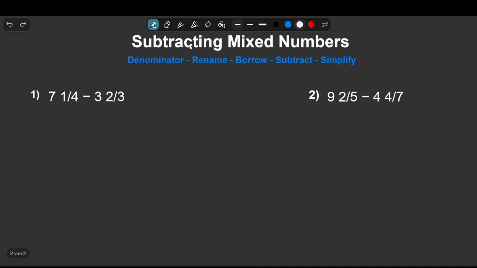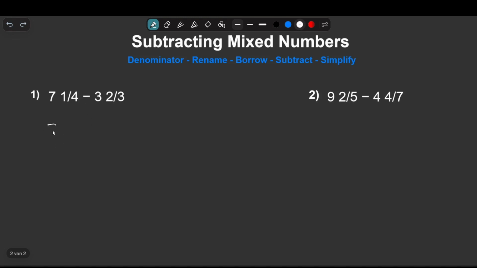So I have two examples on my screen right here, as you can see, and we're going to go through them both together to get this down right quick and easily. So let's jump straight into number one, where we have 7 1/4 minus 3 2/3. The first thing I like to do is write them down below each other. I do this just to make it easier for myself because, like other subtraction problems, you usually write them below each other. So I like to do that with mixed numbers also.